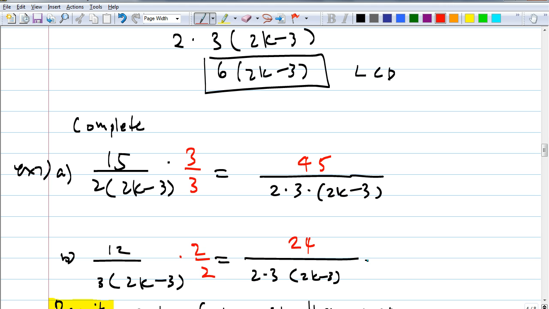Oh, okay. So that's a good question. How do I know? Let's look at the first one. How do I know to multiply the fraction by 3 over 3? We didn't have this. How did you know this?